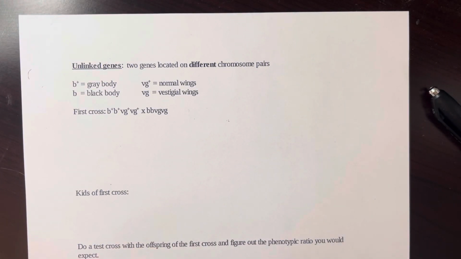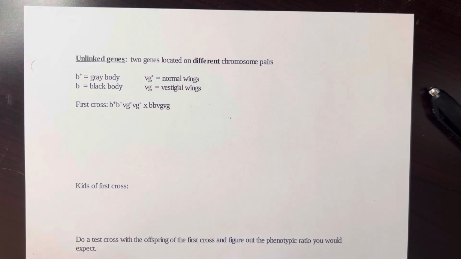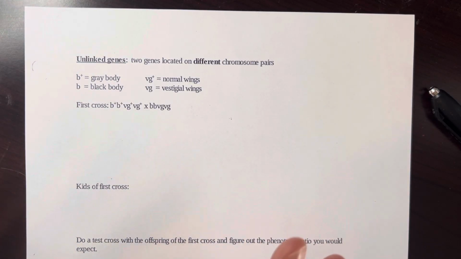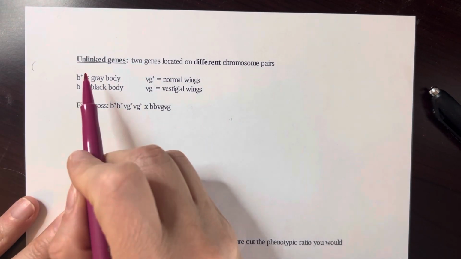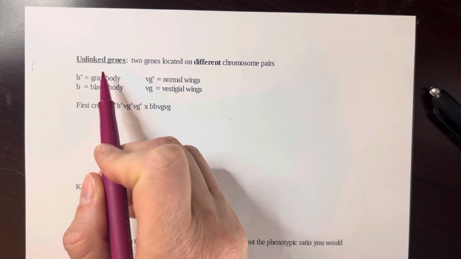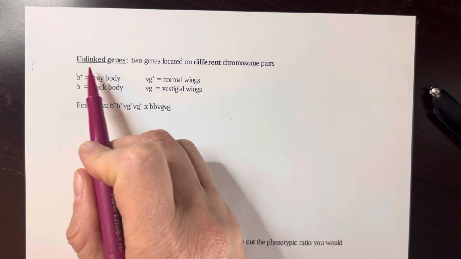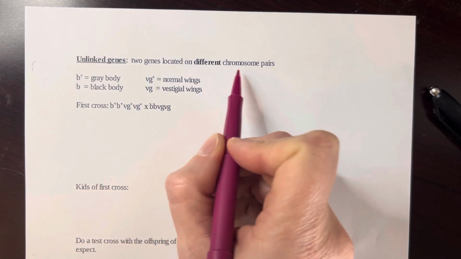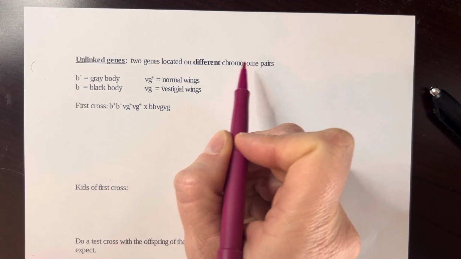Okay, adding on to our genetics, we're going to look at dihybrid problems again, looking at two different genes at once. When we did dihybrids before, we assumed that the genes were on different chromosomes. So unlinked, that's what we call unlinked. They're not on the same chromosome, so they're different chromosome pairs. So let's go through this.